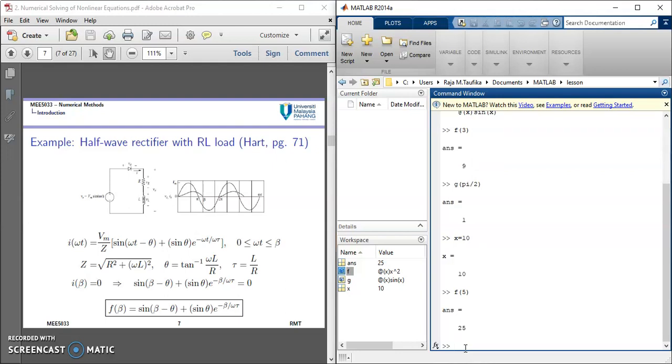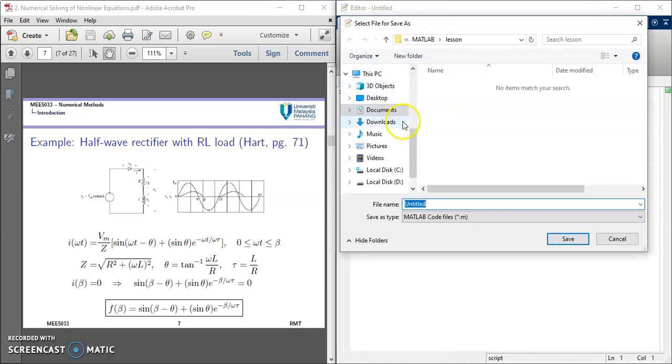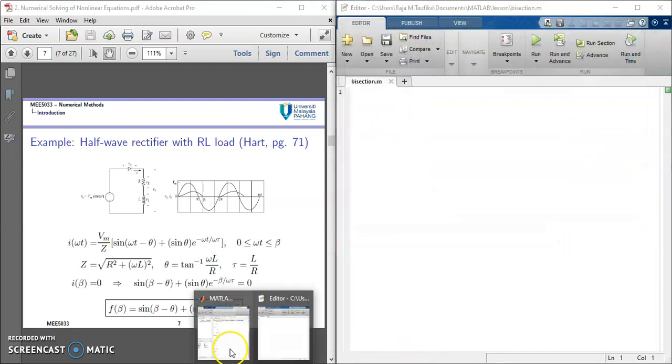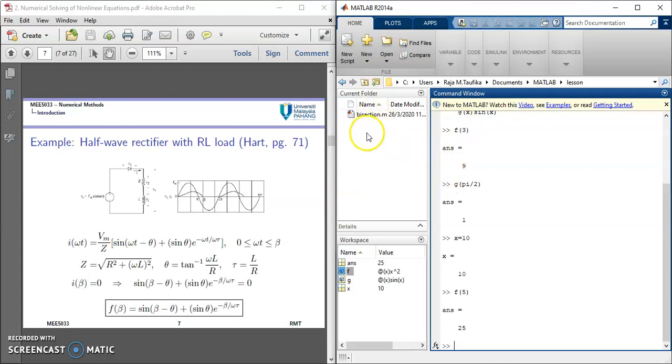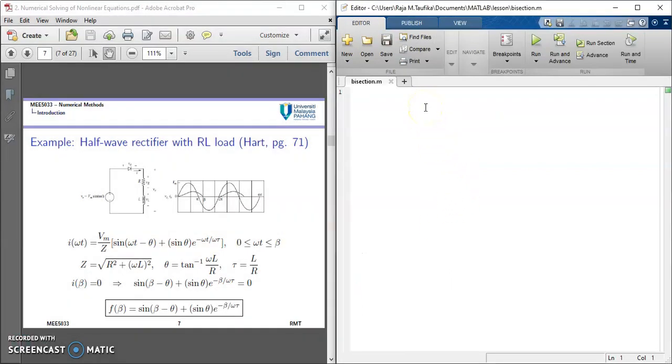Okay, let's get right away with the Matlab programming for the bisection algorithm. I click new script here, and I want to name my file bisection. Then I have to ensure that it appears in the current folder, which is good. And then I normally begin my coding with this statement: clear, and then clear screen.